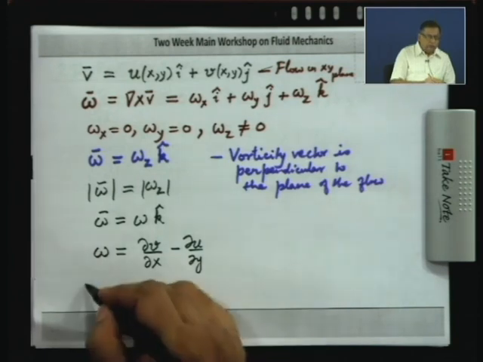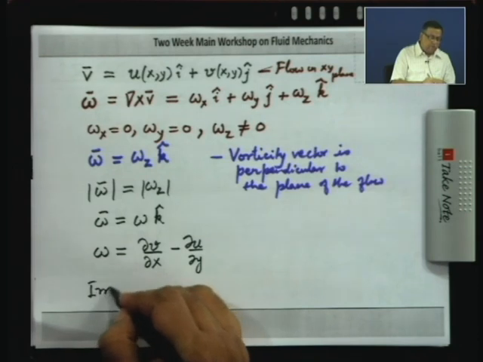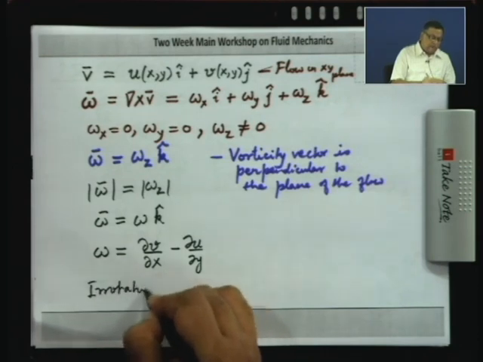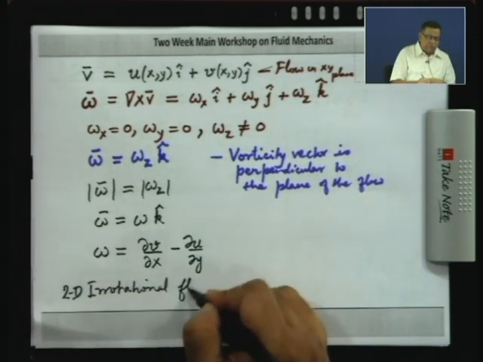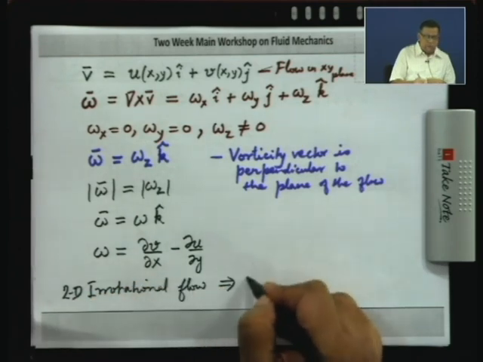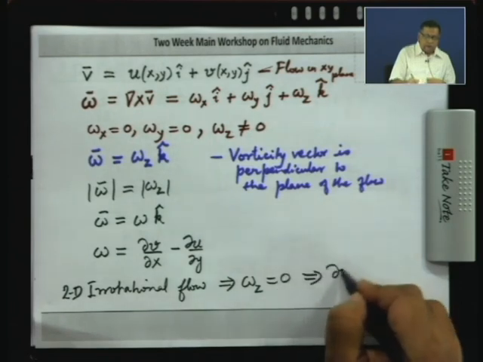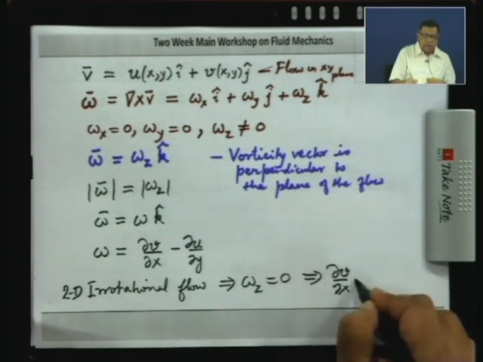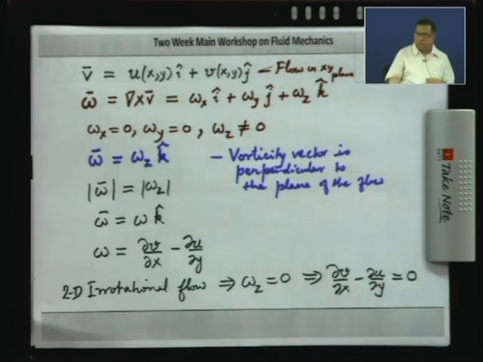So, if the flow is irrotational, then omega is 0. So, 2D irrotational flow means that omega z is 0, which means that del v del x minus del u del y is 0.